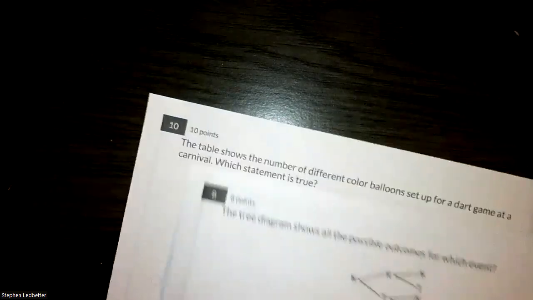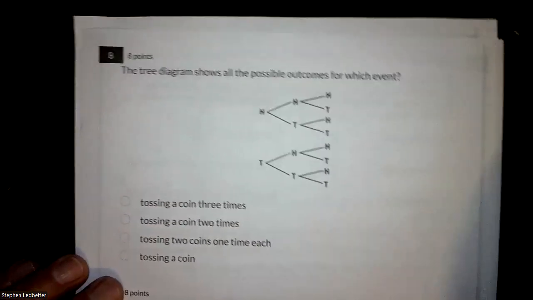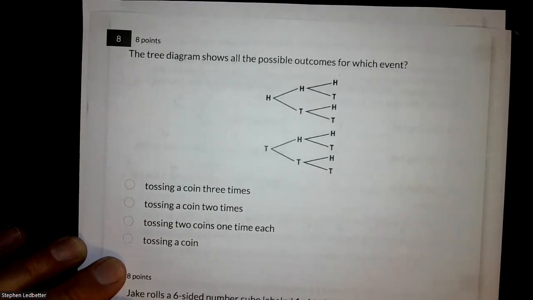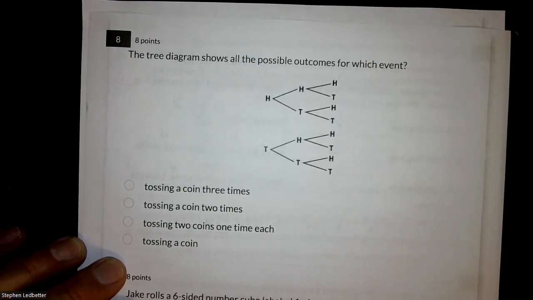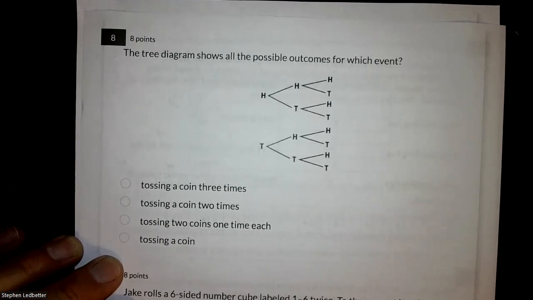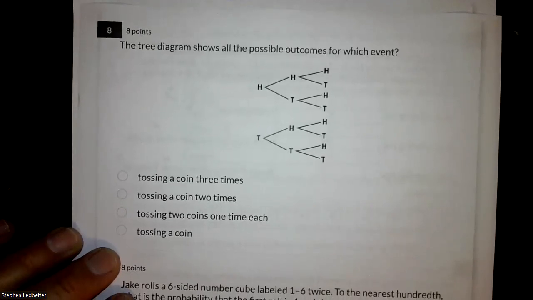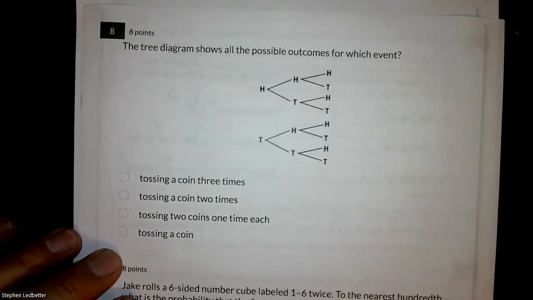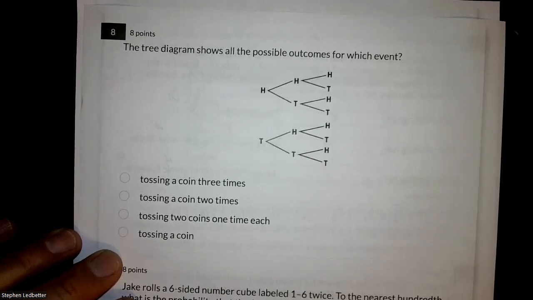Speaking of tree diagram, here's one right here. They're asking, the tree diagram shows all the possible outcomes of this event. They want to know how many coins you're tossing. Tossing a coin 3 times, tossing a coin 2 times, tossing 2 coins 1 time each, tossing a coin.